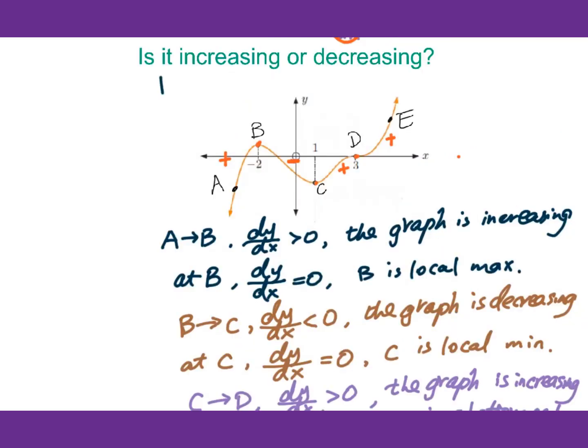Then from D to E, dy by dx is greater than 0. The graph is increasing.